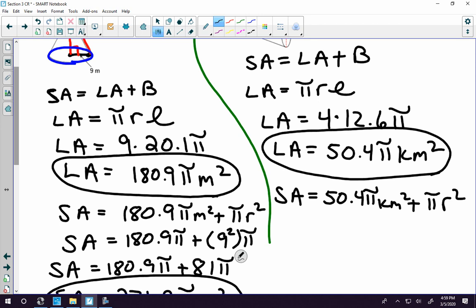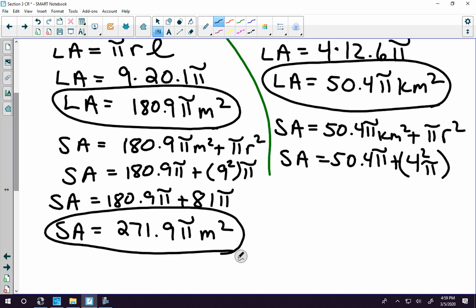So it's going to be 50.4 pi plus pi r squared, where the radius length is 4. So it's going to be 4 squared pi. Well, 4 squared is 16. So our surface area is going to be 50.4 pi plus 16 pi.